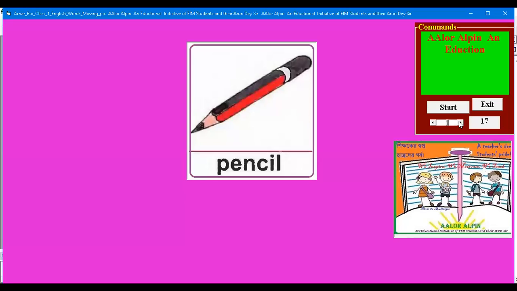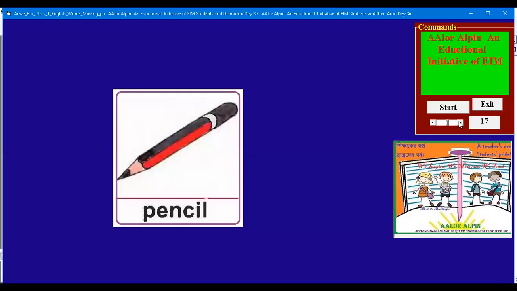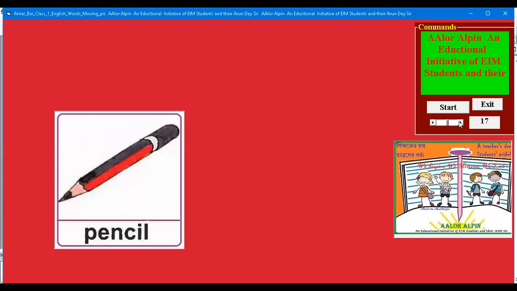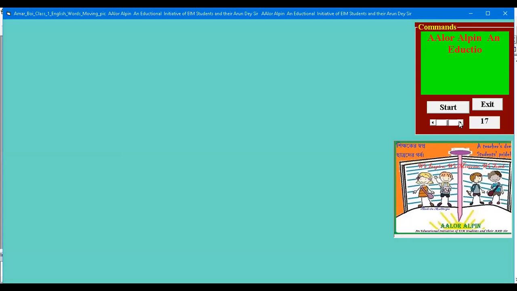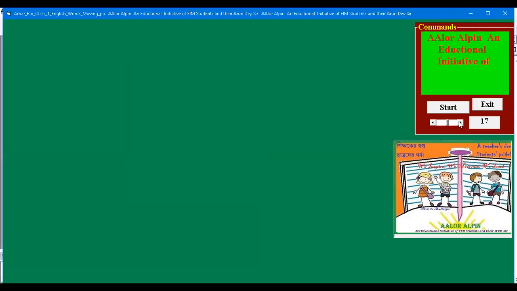লেখো, লেখো। This is a pencil. That is a pencil, huh?